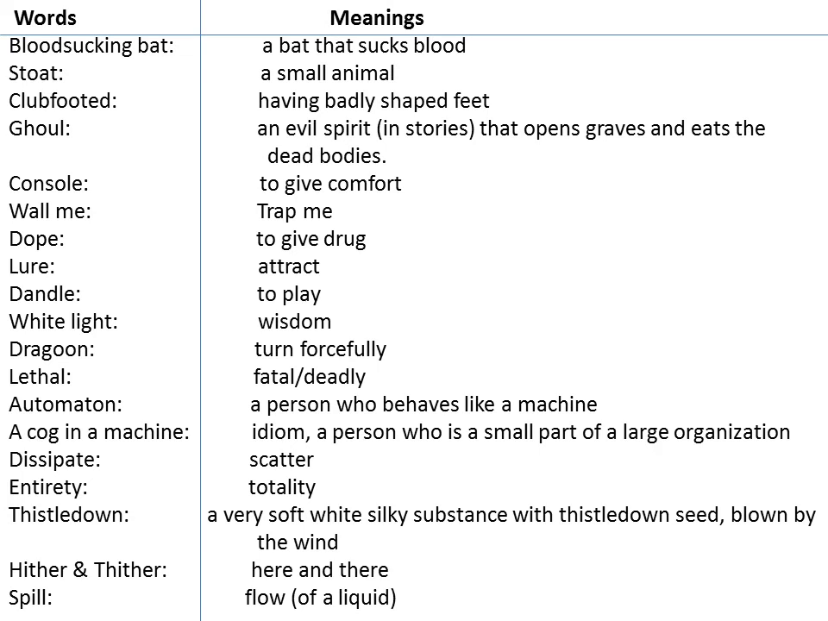Blood-sucking bat, a bat that sucks blood. Stoat, a small animal. Club-footed, having badly shaped feet. Ghoul, an evil spirit, in stories often, that opens graves and eats the dead bodies. Console, to give comfort. Wall me, it means trap me. Dope, to give drug. Lure, attract. Dandle, to play. White light is wisdom.